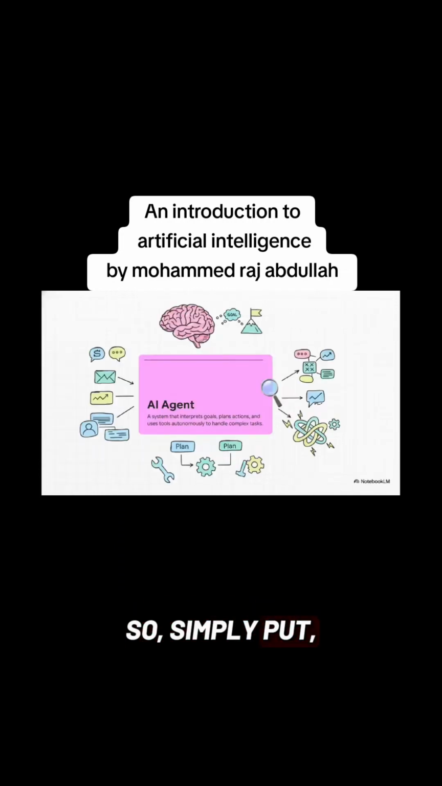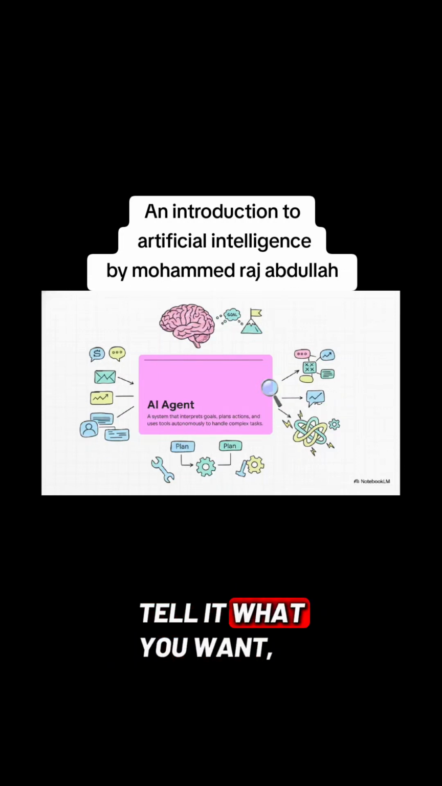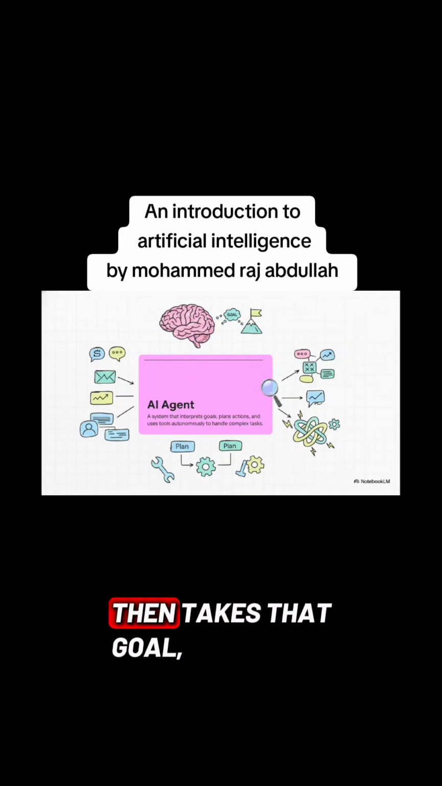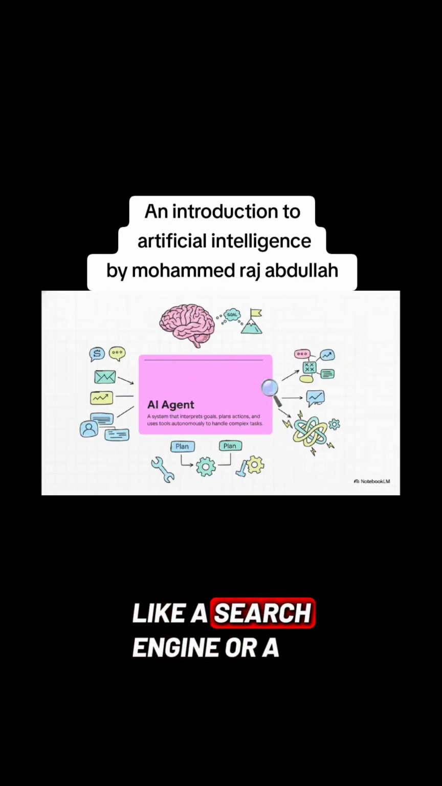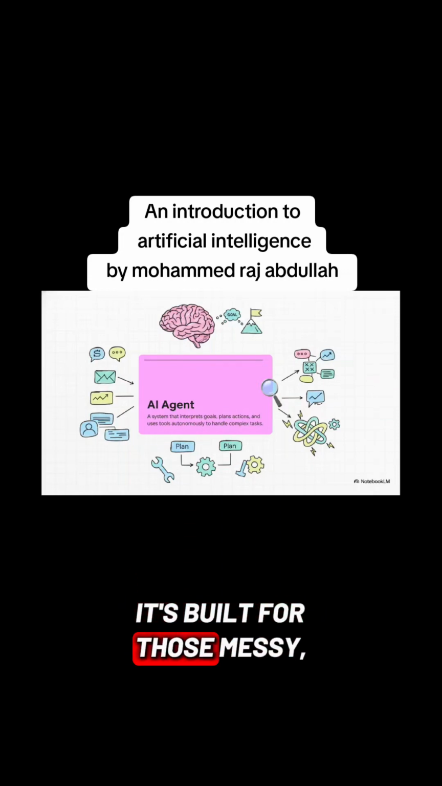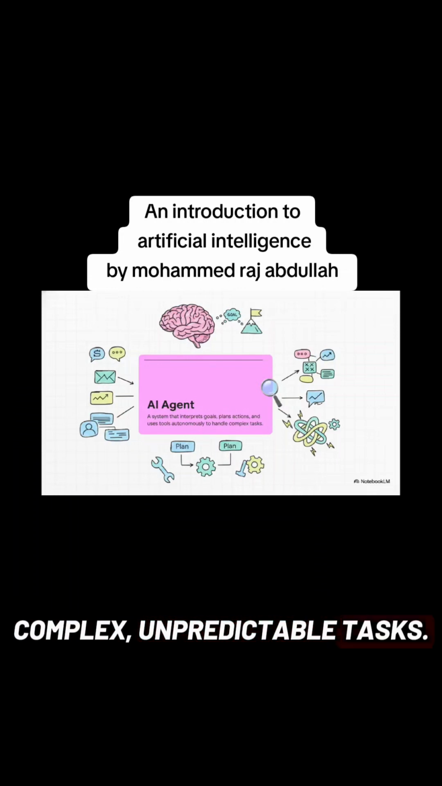So simply put, an AI agent is a system where you give it a goal, not a set of steps. You tell it what you want, not how to do it. It then takes that goal, figures out a plan, decides which tools it needs to use, like a search engine or a database, and just gets it done, all on its own. It's built for those messy, complex, unpredictable tasks.